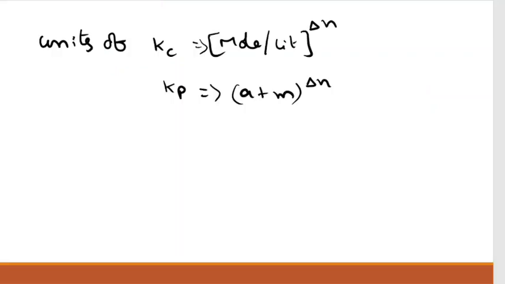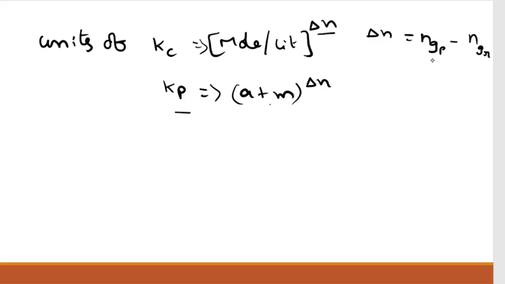Let us see the units of Kc and Kp. Here, Kc units are moles per liter whole to the power of delta N. As we discussed already, delta N is nothing but the number of gaseous products minus the number of gaseous reactants. And here the Kp units are atmosphere power delta N.